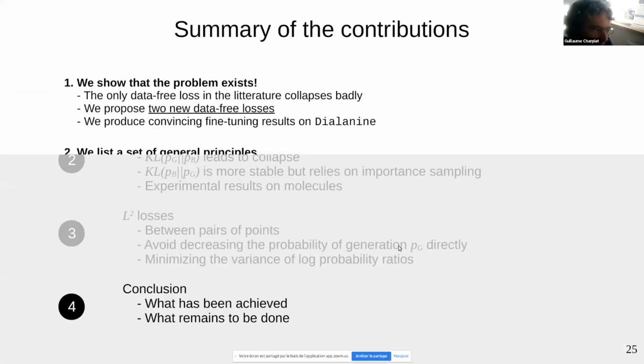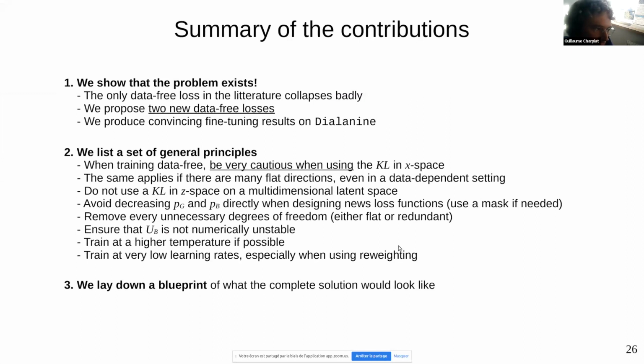Okay, so as a conclusion, we succeed in having a data-free loss that does not collapse. We are still not able to train networks from scratch, but at least fine-tuning is stable. So for this, we had to introduce different losses.